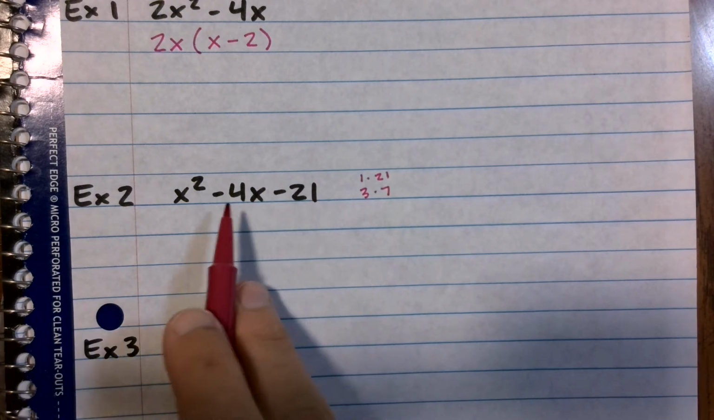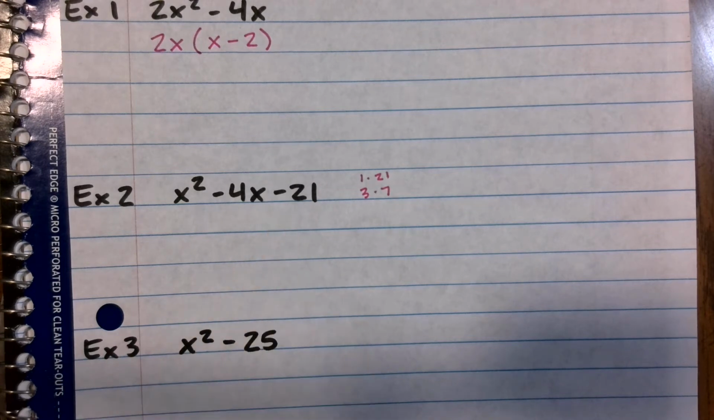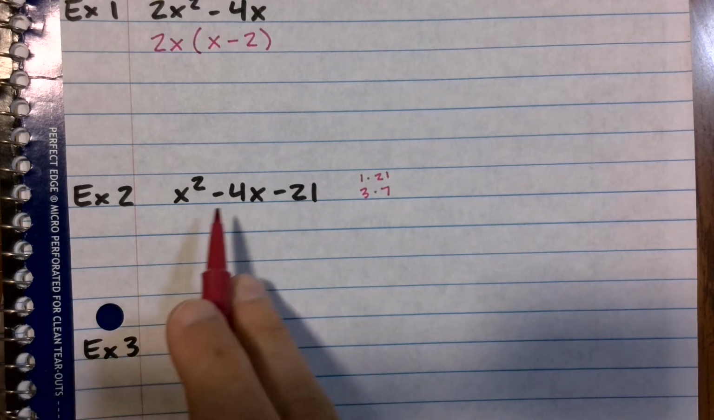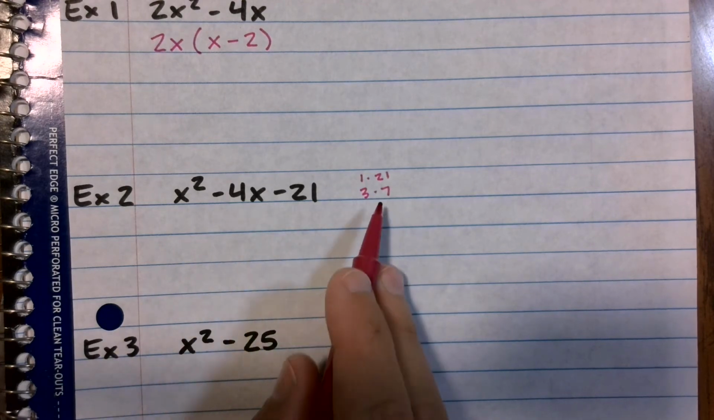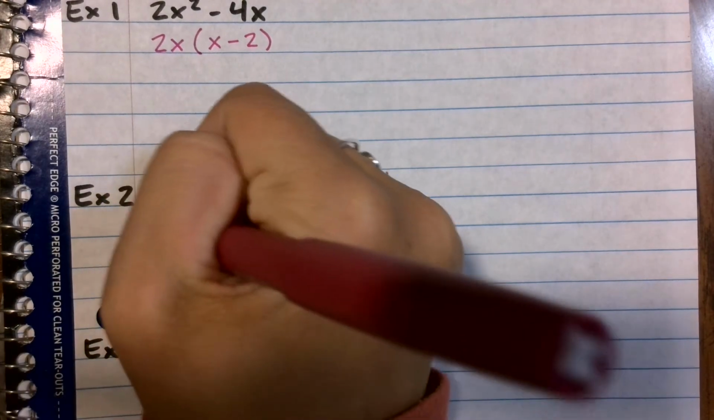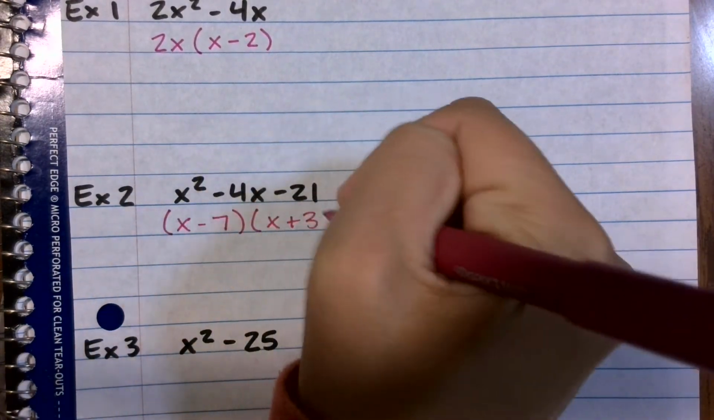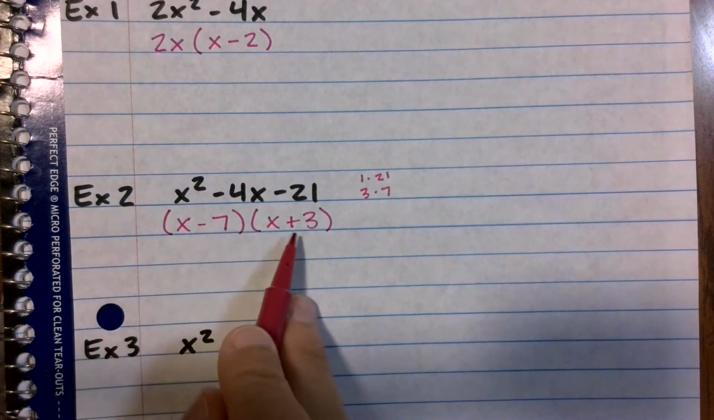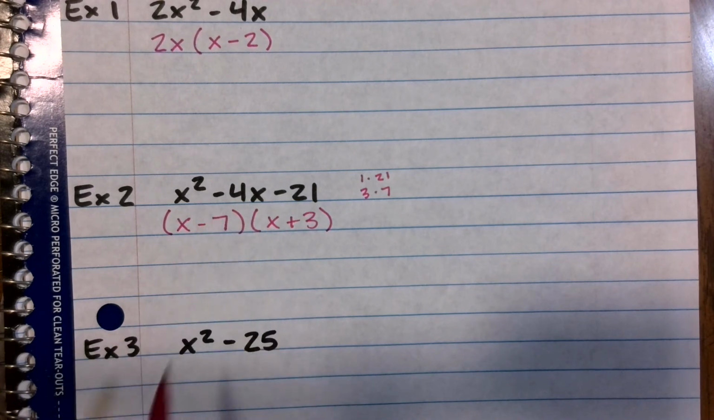But we're making sure that the signs here, one of them is going to have to be negative and one positive to end up being a negative 21. And in order to be a negative 4, I know that with my 3 and 7, the 7 would have to be negative. Always a great idea on this to double check that those two numbers do add to be your middle term. So it does add to be a negative 4, and they do multiply to be a negative 21.